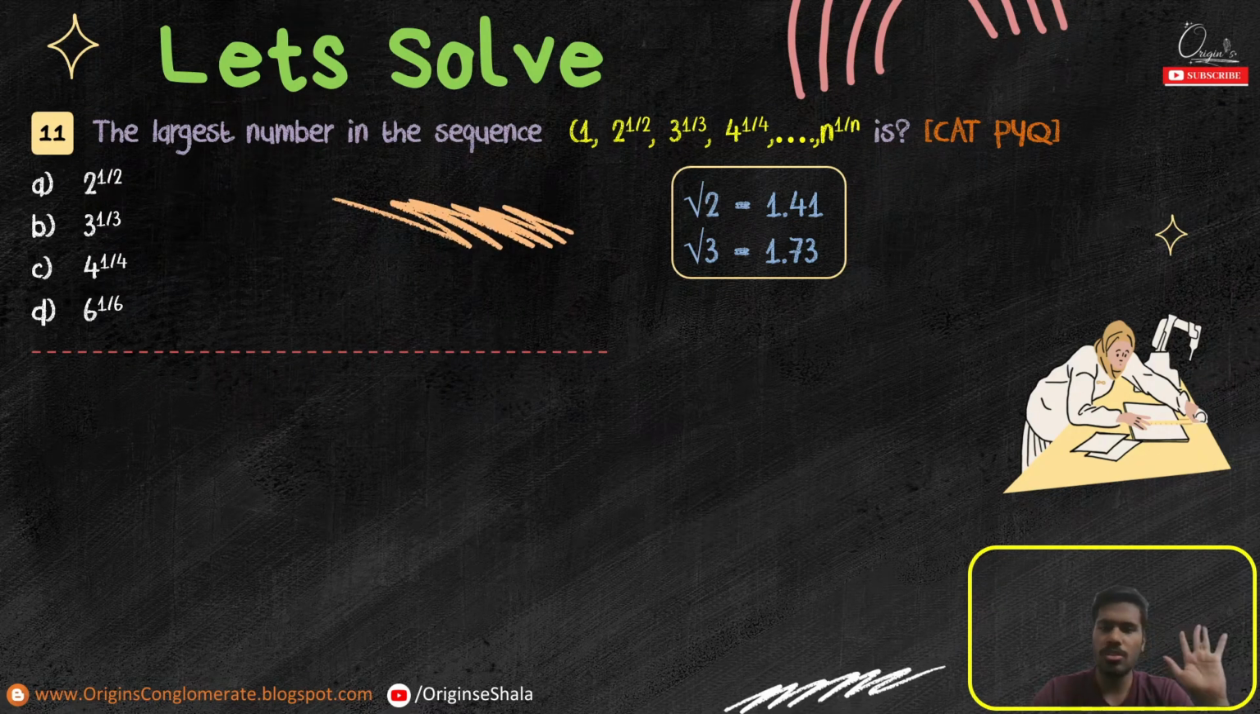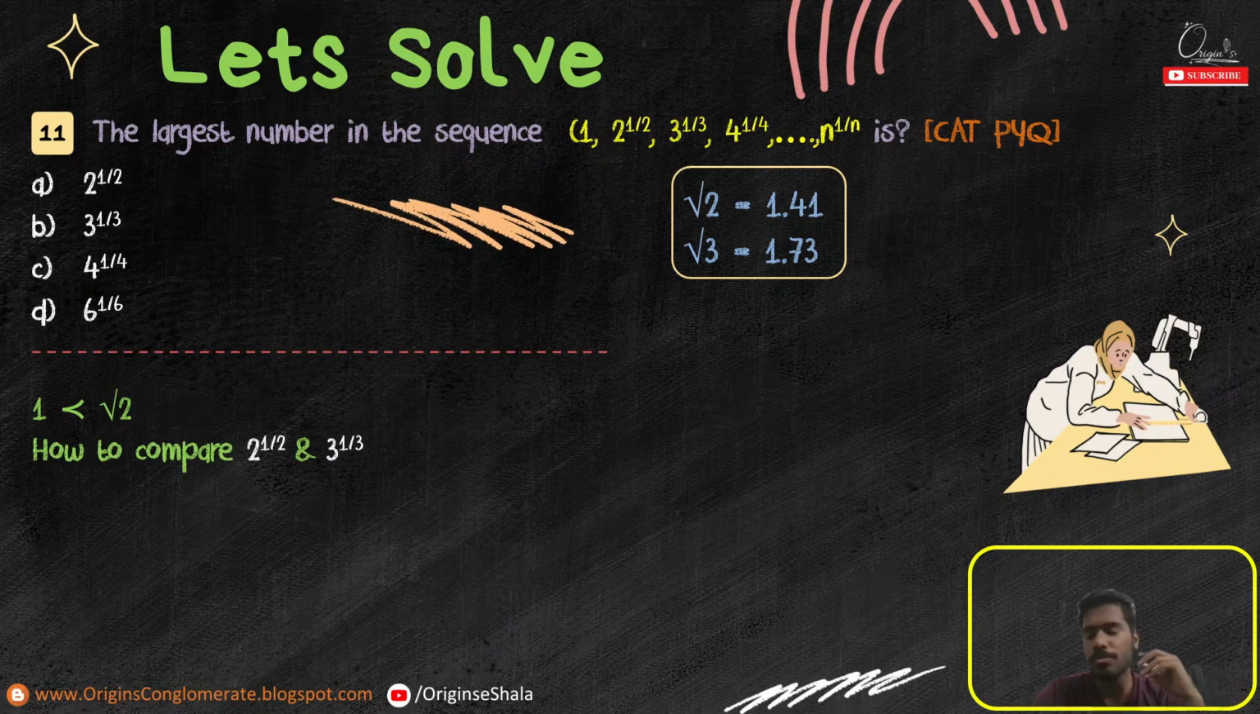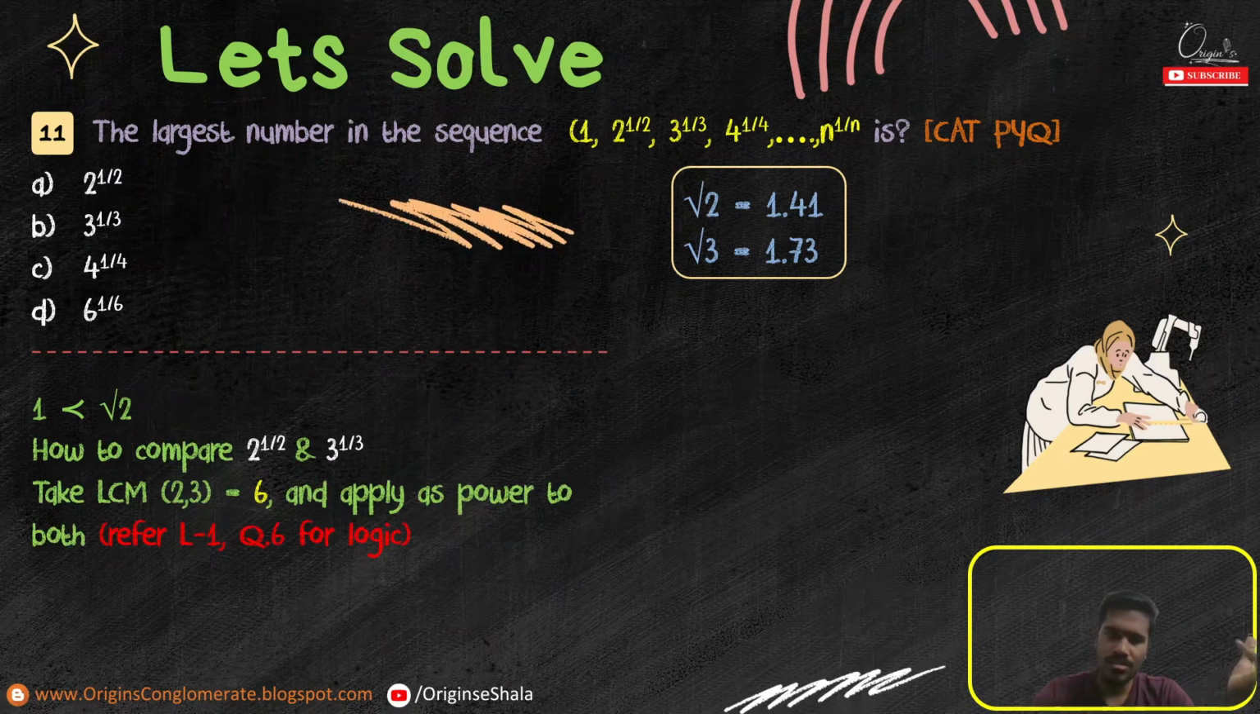At least root 2 I am sure will be 1.41, but what about cube root of 3? I haven't used any value like that ever, in elementary school or in higher secondary. So how do I compare them? Well, I have already taught this in lecture 1, question 6 if I have to be precise. The logic is you can just apply the power of 6 to both of them to level the playing field between them. Then I will know the value of 3 will be greater. So obviously 3 raised to 1 by 3 will also be greater than 2 raised to 1 by 2. Now option A you can eliminate.